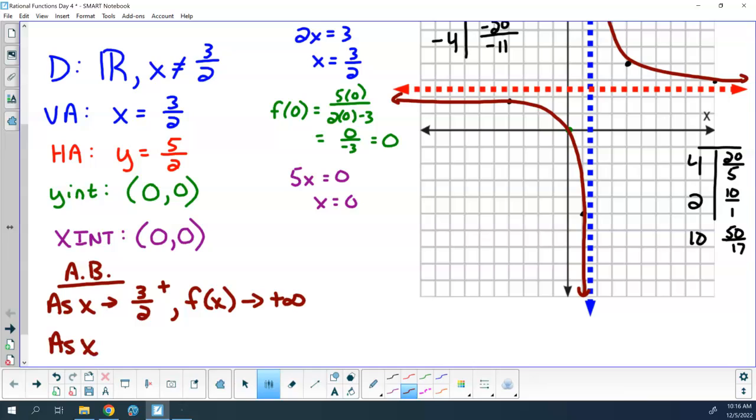As x approaches 3/2 from the left side of the blue line, what's my function doing? Negative infinity. Those are my 2 asymptote behaviors. Let's go. Then we got end behaviors.